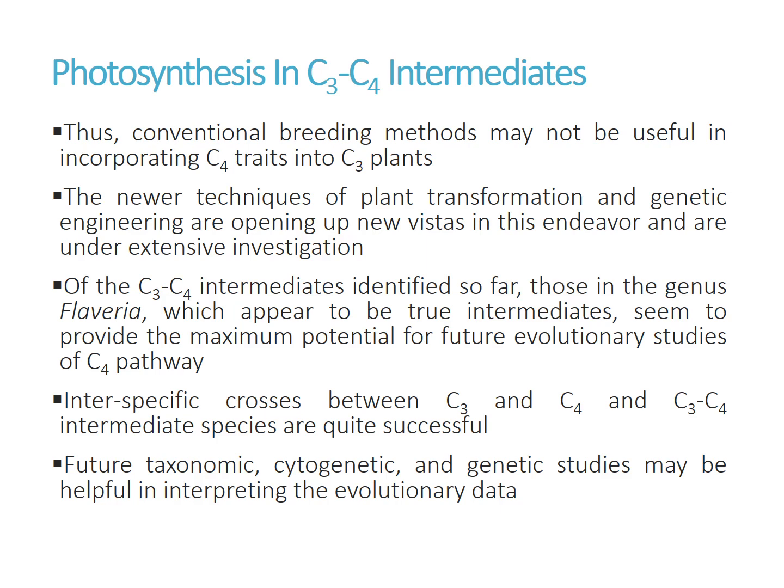The newer techniques of plant transformation and genetic engineering are opening up new vistas in this endeavor and are under extensive investigation. Of the C3-C4 intermediates identified so far, those in the genus Flaveria, which appear to be true intermediates, seem to provide the maximum potential for future evolutionary studies of the C4 pathway. Interspecific crosses between C3-C4 and C3-C4 intermediate species are quite successful. Further taxonomic, cytogenetic, and genetic studies may be helpful in interpreting the evolutionary data.